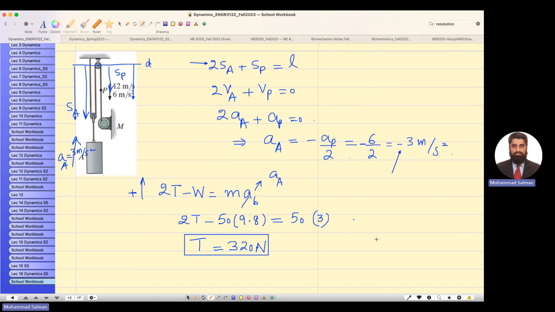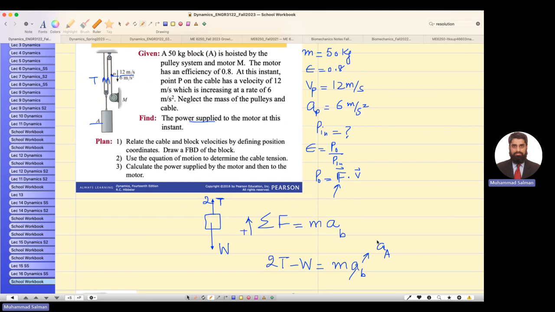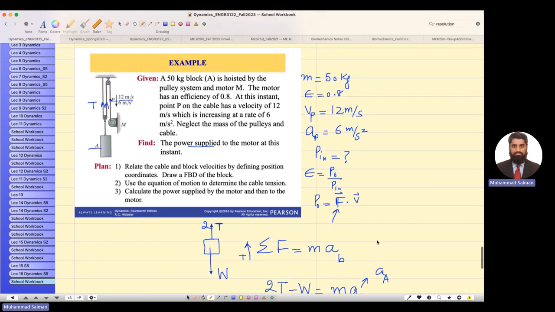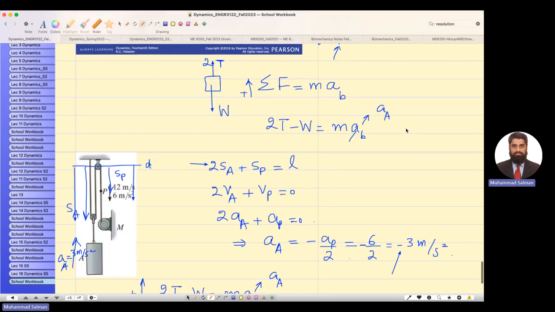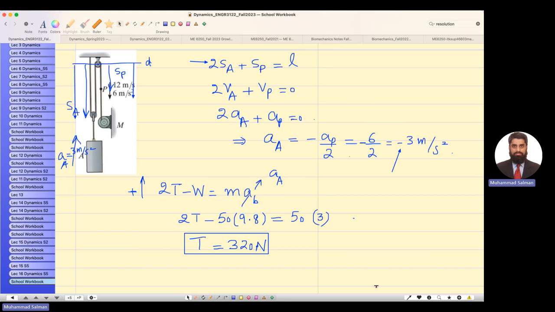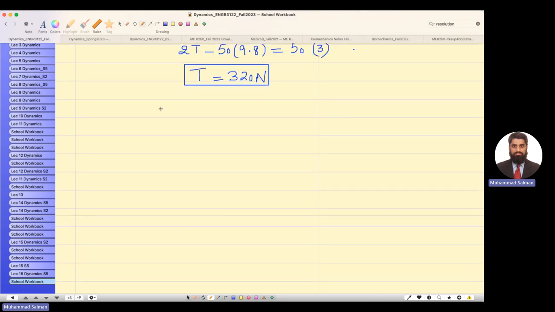Remember I told you the power output is equal to force times velocity. What is the velocity given? Look, this point is going down with a velocity of 12 meters per second. And now the force, the load on the rope, is 320 newtons. So I can write down the formula: power output equals the tension times velocity. What is the velocity, 12? And I believe it is 3843 watts. Now we have done this work.